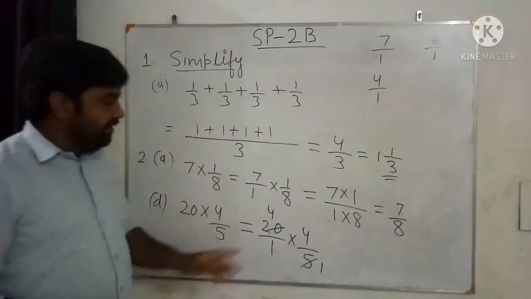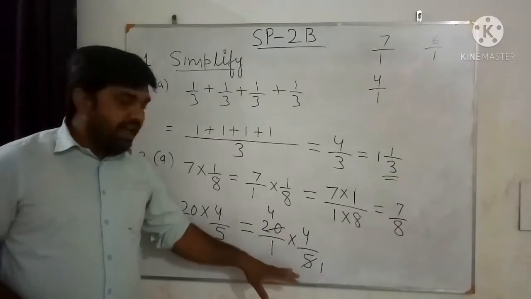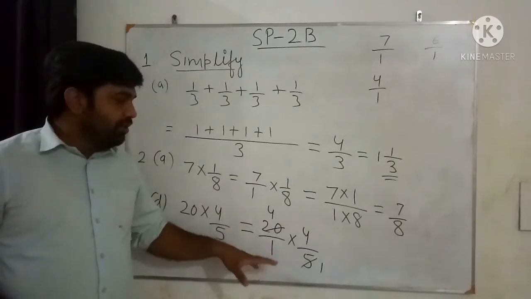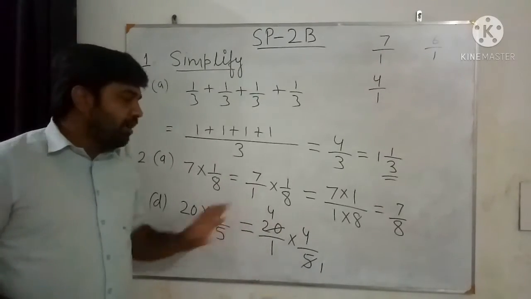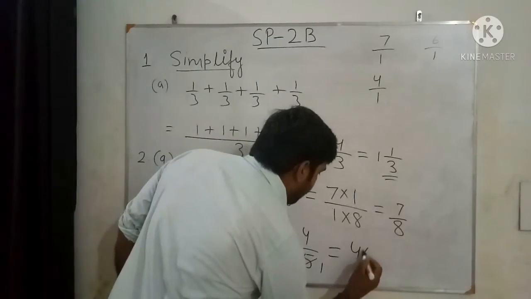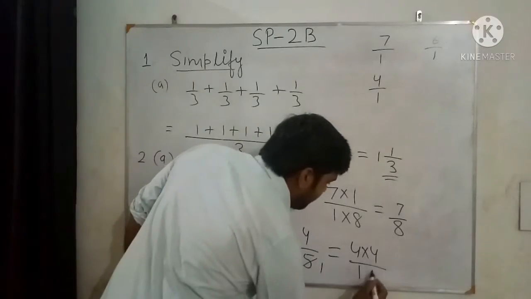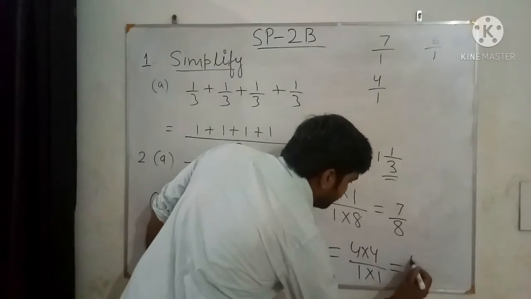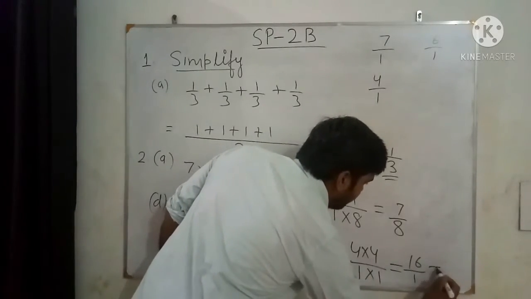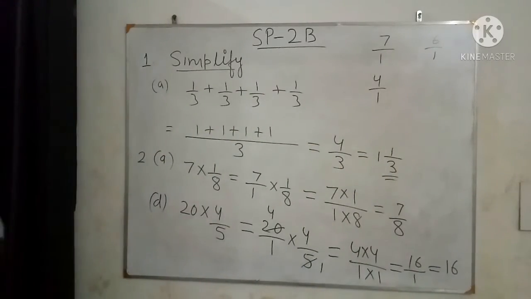This means if the numerator and denominator have a common factor except 1, you divide both the numerator and denominator by that common factor. So now what result did we get here? 4 multiply 4, and at the denominator 1 multiply 1. So 4 fours are 16 and 1 ones are 1. So what did you get as the answer? 16. Like this we have to do.